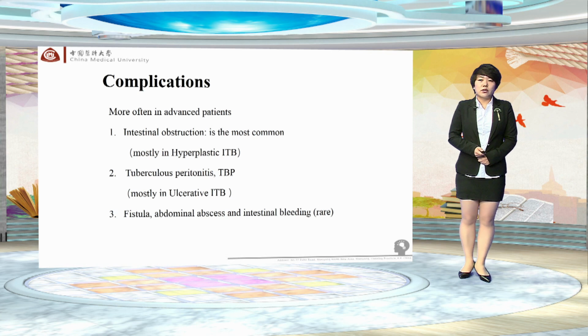2. Tuberculous peritonitis. We call it TBP for ease, most often in ulcerative ITB. The third one, fistula, abdominal abscess, and intestinal bleeding. These complications are serious, but they are not common, they are rare.